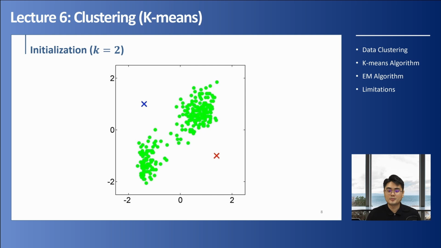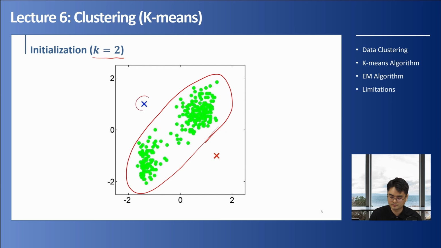So let's see one pictorial example of doing k-means clustering. The first step when we're doing k-means clustering is to do initialization. Let's say that we have these data points, a bunch of data points without any labels. And let's also set k equals 2.